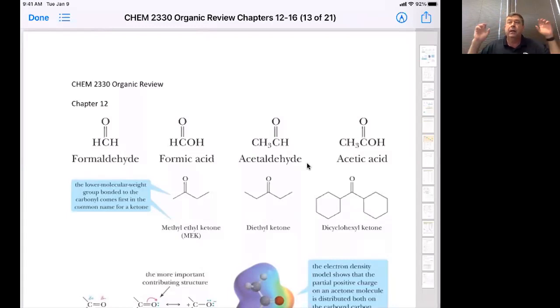Okay, so let's start with the review for our exam on Thursday, exam number 3. We're going to do 12 through 16. So in 12, we started talking about the set of chemical compounds that all had carbonyls in them, okay? That was the common theme running through 12 through 15, that carbonyl. And we use them in several different ways. In chapter 12, we introduced the concept that if our carbonyl is bonded to hydrogens and carbons, it has certain properties, and those are our aldehydes and our ketones.